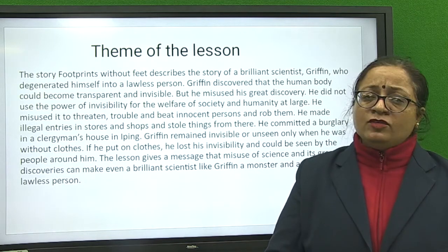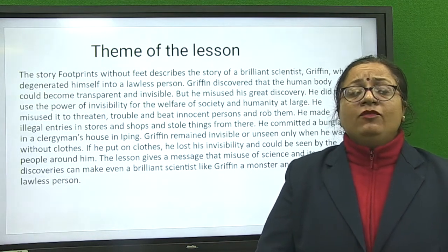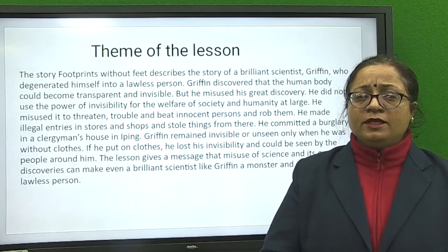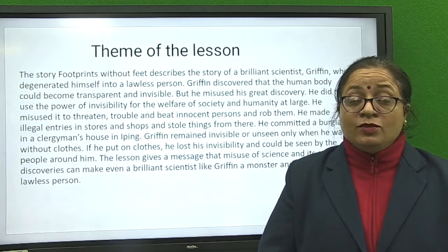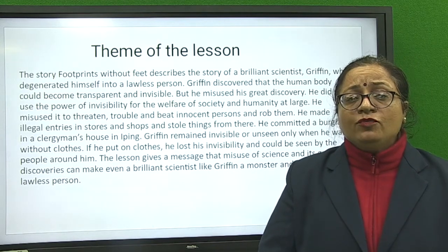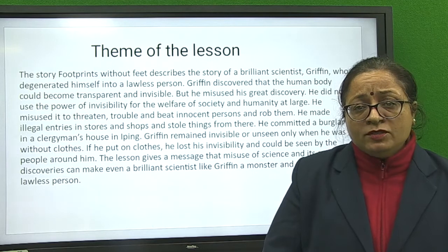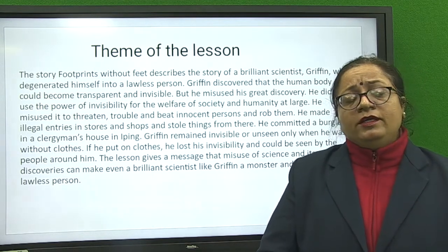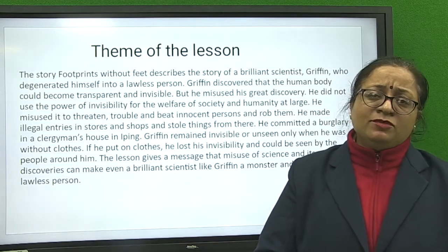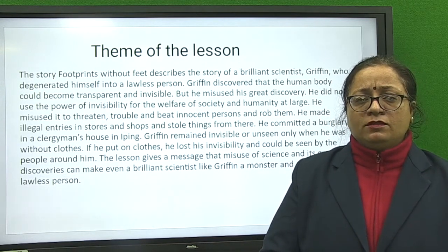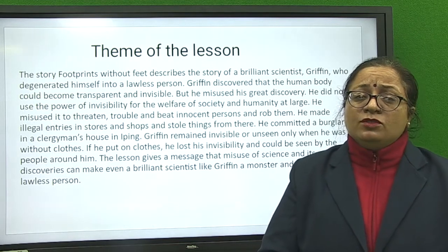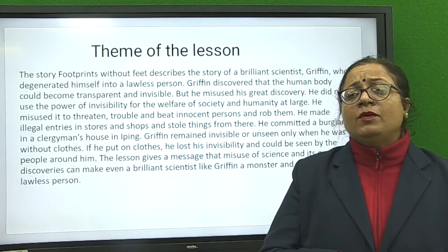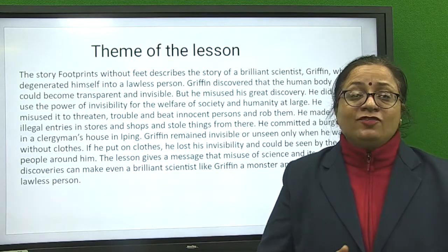Then Griffin researched again and again, and he wanted some human being to test that medicine of invisibility. Because he was doing it secretly, there was no official way to find that person. So Griffin was left with no option, and he gulped that medicine himself, and he became invisible. Invisibility was an innovative kind of thing. Even nowadays, if we think about invisibility, it's a really strange thing.